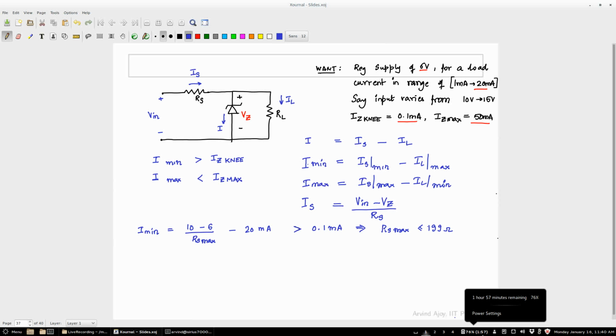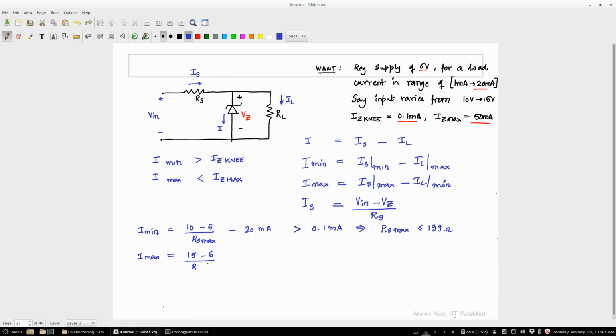Should be less than or greater than, check. Less than about 0.2 kilo ohms, around 200 ohms, right? If you do it correctly, it will work out to 199 ohms, right? Good. Correct? And everyone got this?